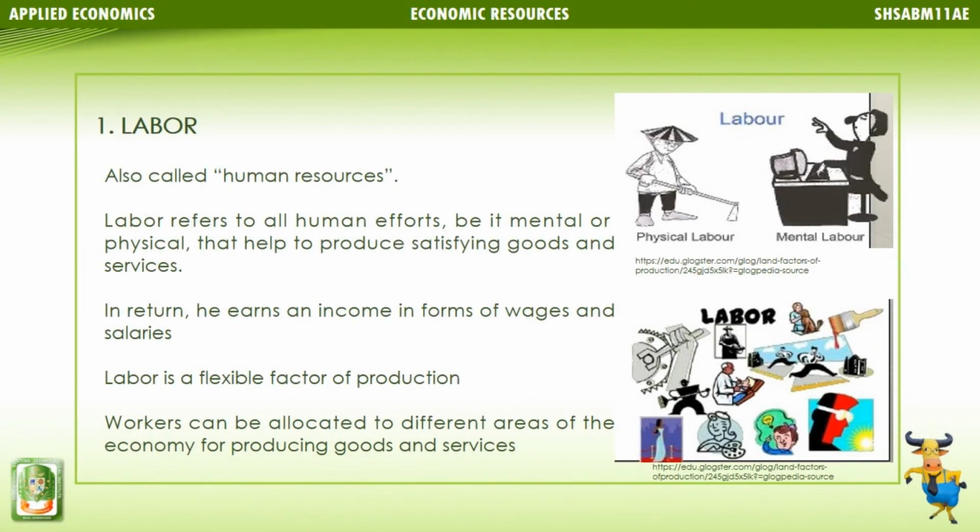One of the inputs of production is labor, also called human resources. Labor refers to all human efforts, be it mental or physical, that help to produce satisfying goods and services. In return, he earns an income in the form of wages and salaries. Labor is a flexible factor of production. Workers can be allocated to different areas of the economy for producing goods and services.